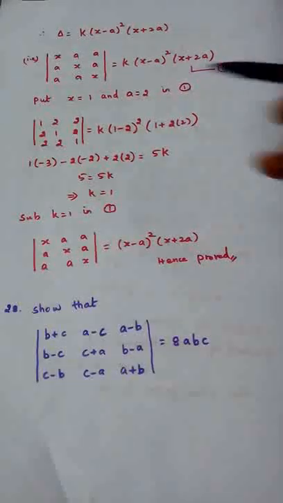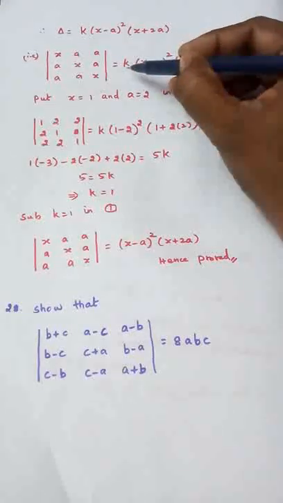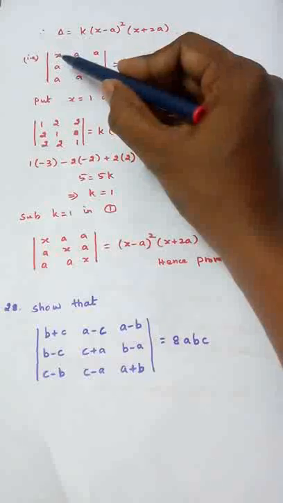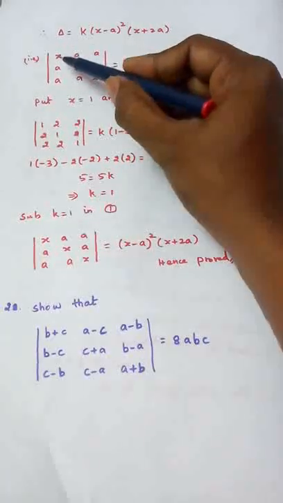So now the only thing is I want to find the value of k. For that I have to substitute values. I have to take values for x and a.